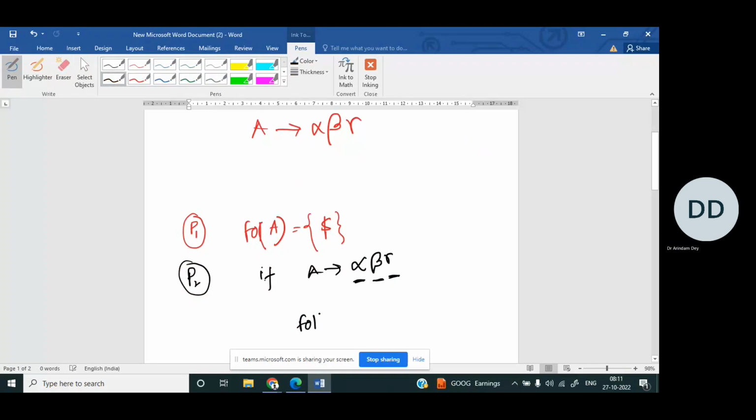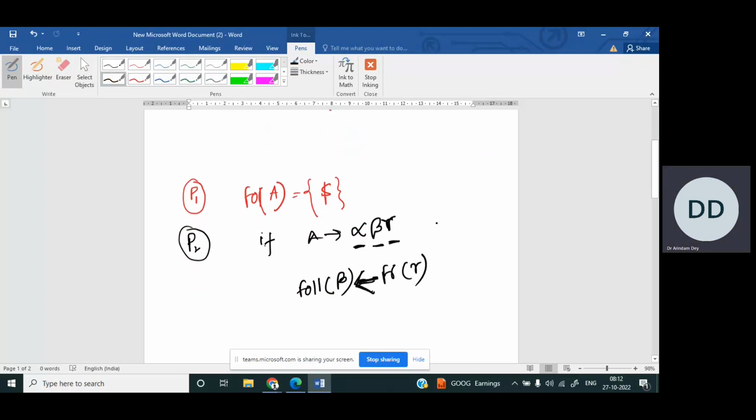That means follow of the second, follow of beta, whatever will be there, the first of gamma will be assigned to follow of beta. I am putting an arrow over here like that. So first of the third segment means gamma. First of the third segment, whatever values I get will be inserted into the follow of the second segment. The follow of second means beta. Correct? I have no doubt.